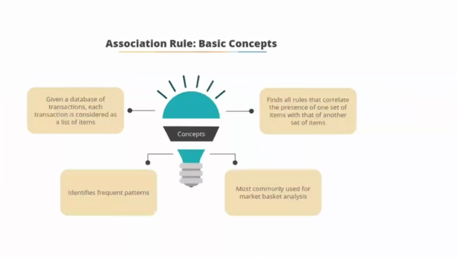In association rules, we have understood that there is a large number of transactions. Inside the transactions, we are going to identify the frequent patterns, which are the most repeated ones. So in the given database of transactions, we identify the frequent patterns, which are most commonly repeated. This is generally used in market basket analysis, right?